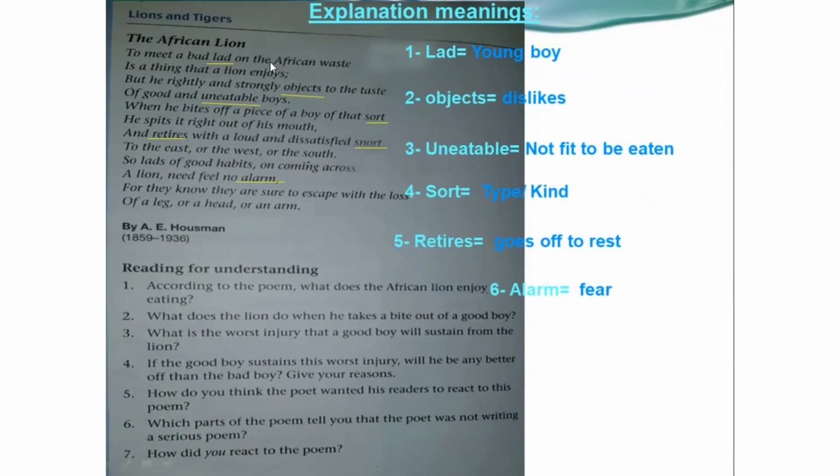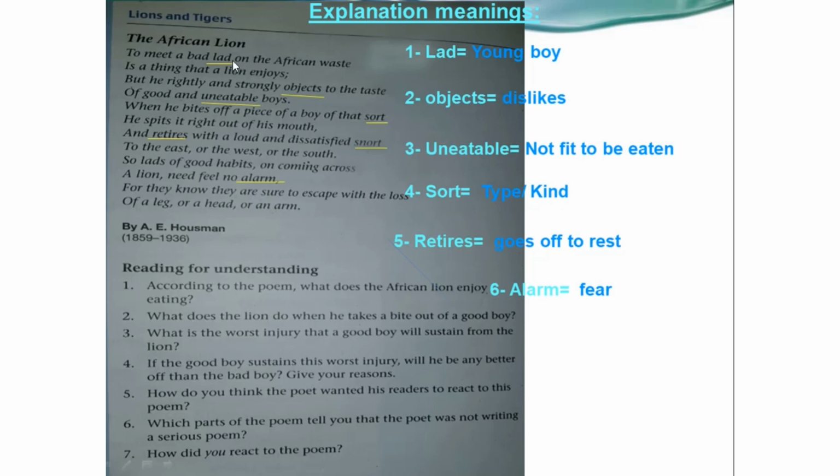The African Lion. I will read it, and all the underlined words, students, make sure you underline them and write their meanings on any side of your book, wherever you find space. These are the explanation meanings. You can note them down on your chapter, in your book only. So now I'm going to start.